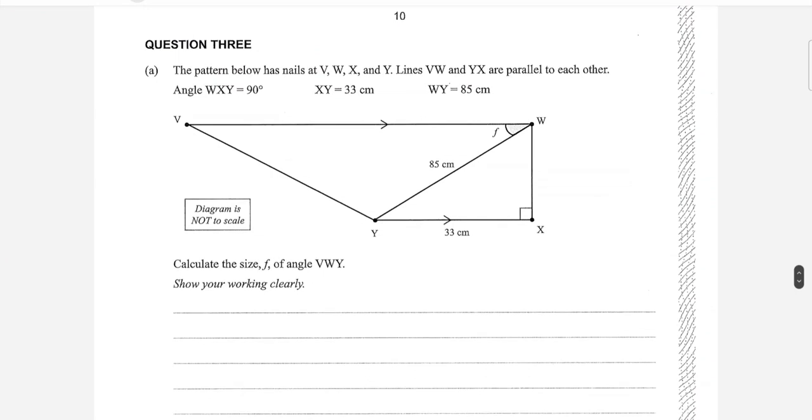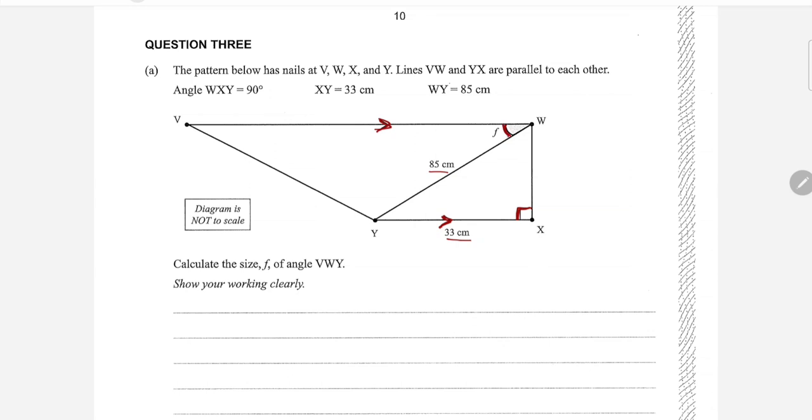A pattern below has nails at V, W, X, and Y. Lines VW and YX are parallel to each other. So this is parallel to that. Angle WXY is 90 degrees, so this angle is 90 degrees. XY is 33, WY is 85. Find the size of F, this angle here.